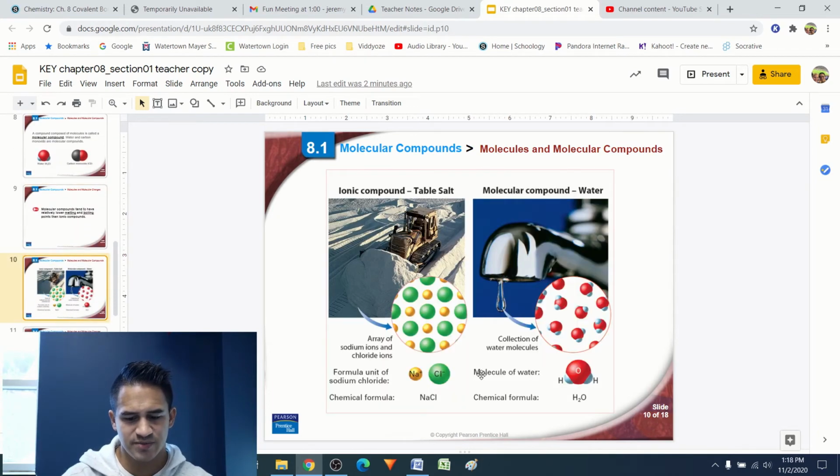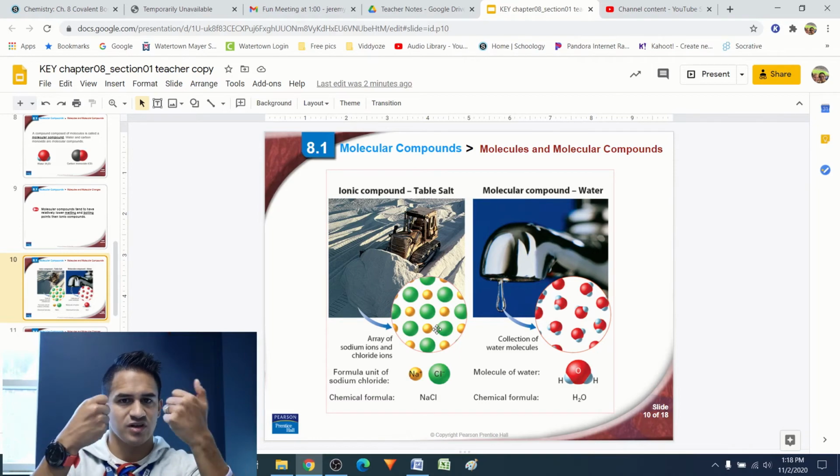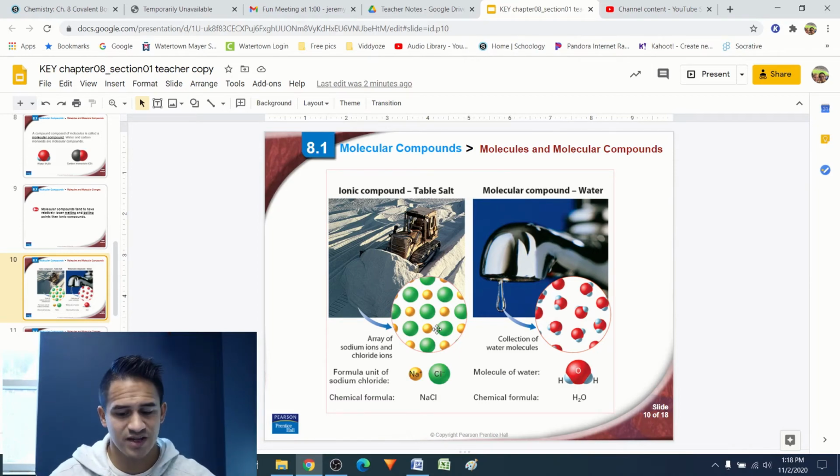So if we take a look at this image here, we have table salt, which is sodium chloride. It's an ionic compound. And if you were to look at the crystal structure, or how the ions are arranged, you'll see that you've got a sodium ion, which is yellow, and a chloride ion, which is green. And this basically just repeats itself over and over, and they are all locked in place, which is what makes it a solid.